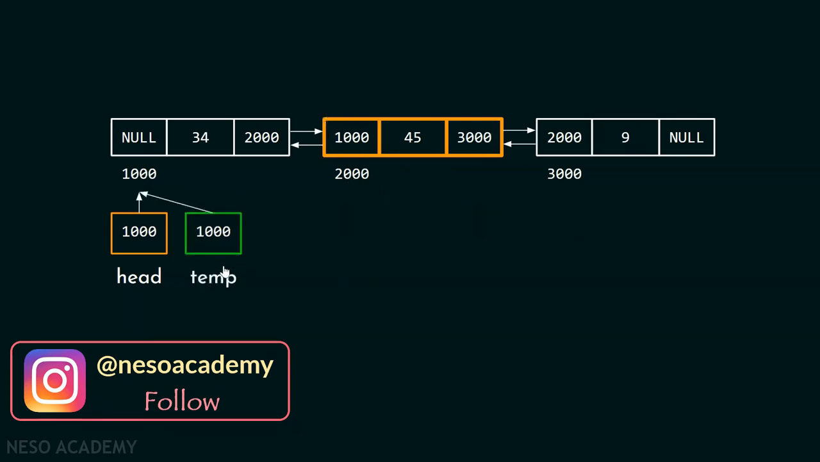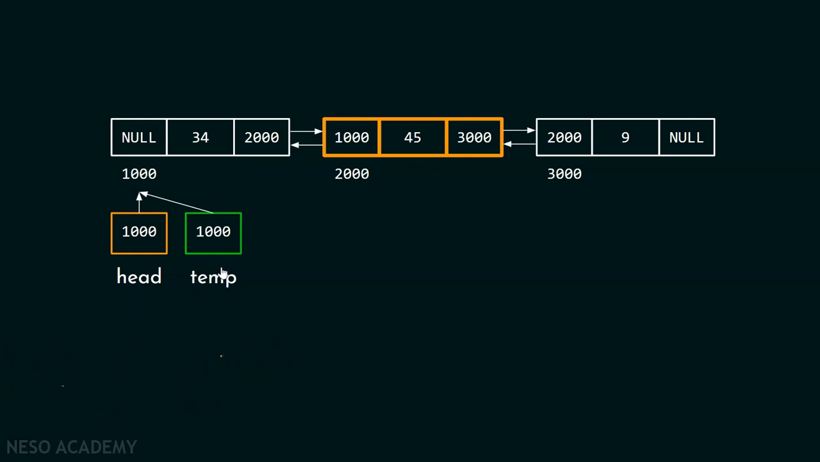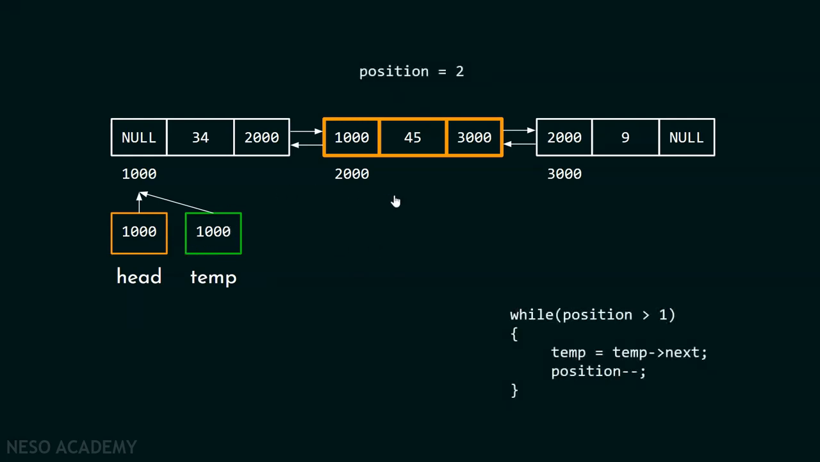I'm assuming here that there is some temp pointer available in front of us, and this is currently pointing to the first node of the list. I want to move this pointer towards right so that it can point to this particular node, and in order to do this, I will use this piece of code. While position greater than 1, temp equal to temp next, position minus minus. Please note that position is a variable which contains this value 2. This means at position 2 we want to delete a particular node, and that is why I am keeping this position variable.